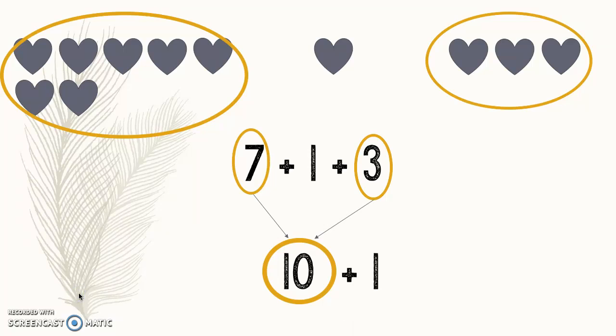So then I'm going to go ahead and add in that last one that I haven't put into my group yet. So now I have 10 plus 1. When I count up, I start at 10. I'm going to add one more, and that's going to get me to 11. Now I have 11 hearts altogether. That's my whole amount. Excellent job.